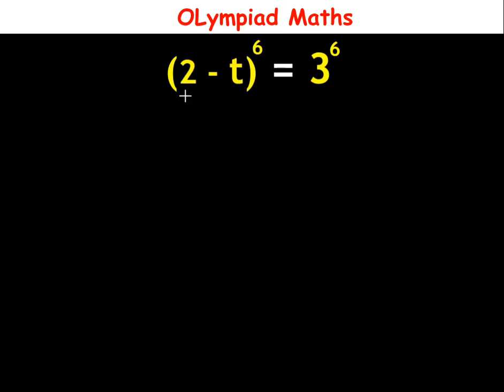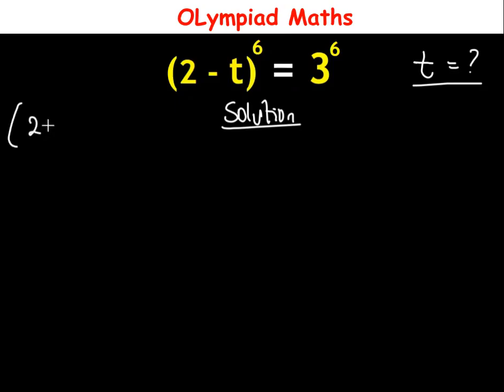So we have (2 − t)^6 = 3^6. And here, we have to solve for the possible values of t that will satisfy this given equation. So t is the unknown we are looking for. Now to do this, the solution: we have (2 − t)^6 = 3^6.